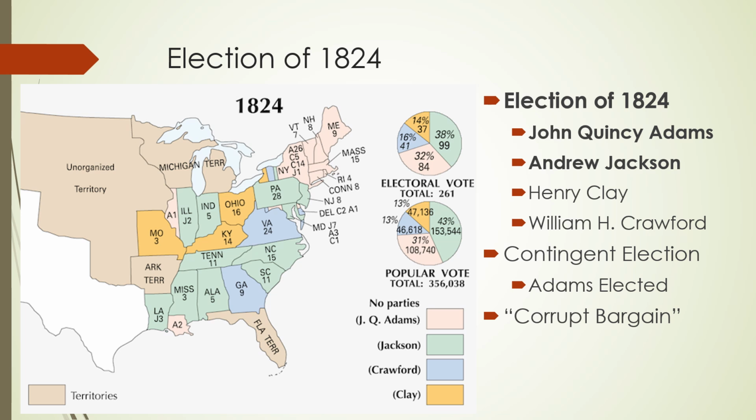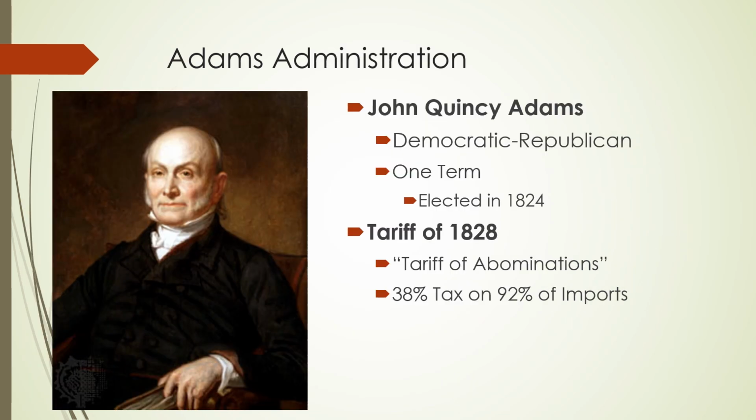And so Jackson says this doesn't seem right. It seems kind of shady. And he says that Adams and Clay made a corrupt bargain. He basically says they conspired to steal the presidency, and he's upset. But Adams is the president.